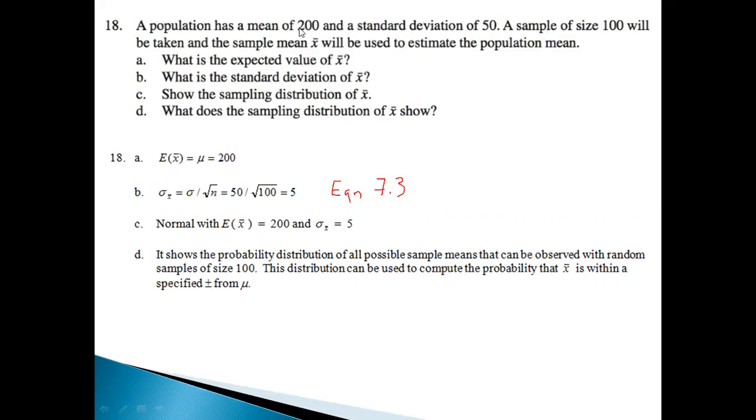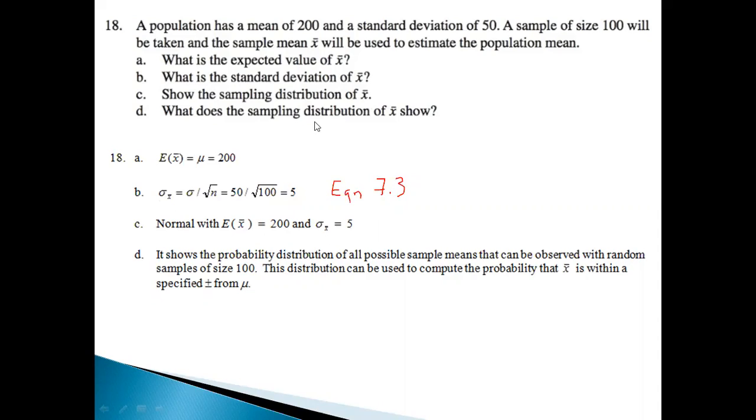Well, we know that the mean is 200, so we know expected value is equal to the mean, so that gives us 200 for our value here. Now, we have to use equation 7.3 because we're going to need sigma x bar is equal to sigma divided by the square root of n, where n is equal to 100. The sigma was equal to 50, so 50 divided by the square root of 100 is equal to 5. Now let's show the sampling distribution. Well, this is going to be a normal distribution with mu of x bar equal to 200, which we found there, and sigma x bar is equal to 5, which we found there.